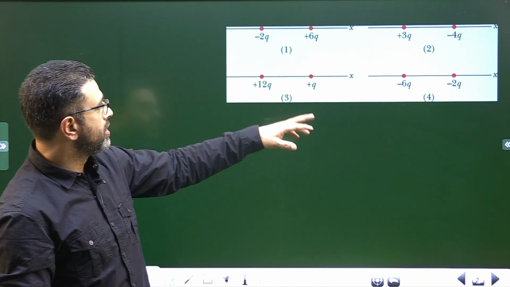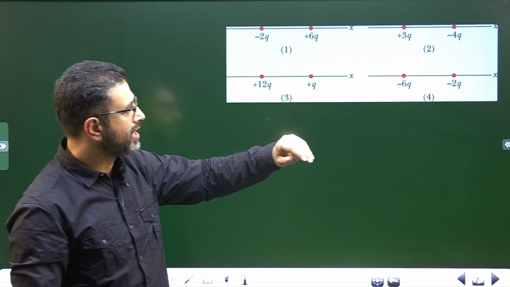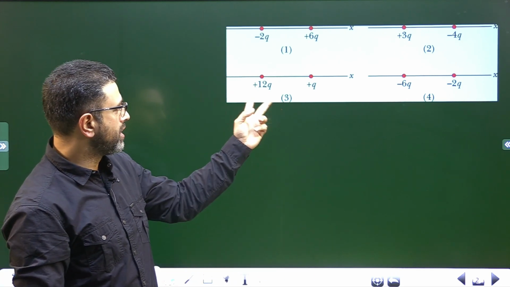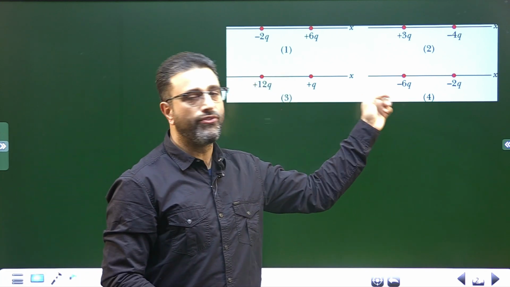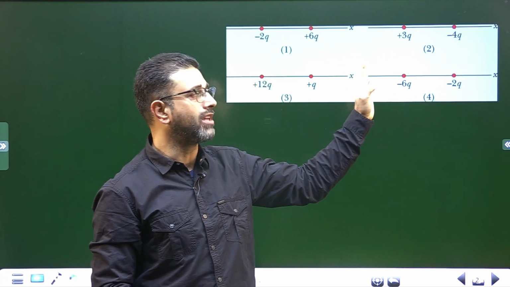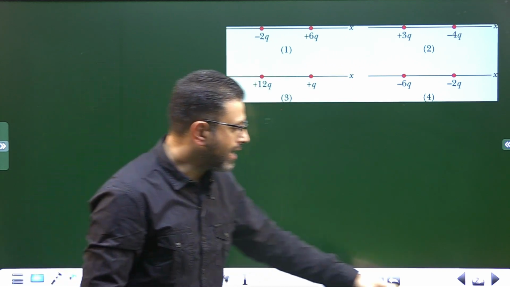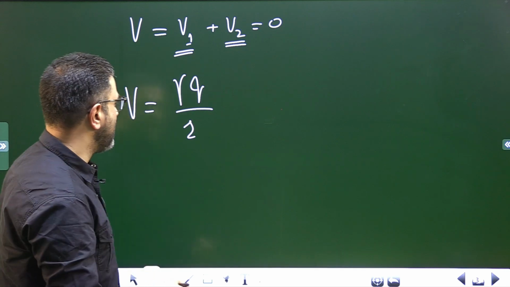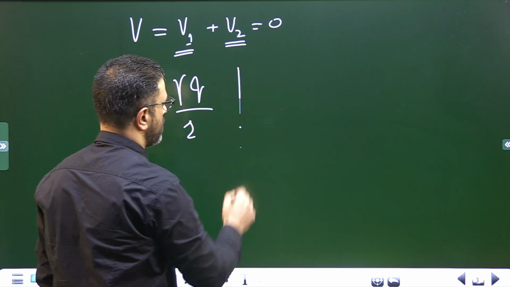In situation 1, we have 2 charges of opposite signs. In situation 2, we have charges of opposite signs. Situation 3, same signs, so this is out of discussion. Situation 4, same signs, so this is out of discussion. So we are going to discuss it only for 1 and 2 now. Charges must be of opposite signs. Not only that, their values must be same.